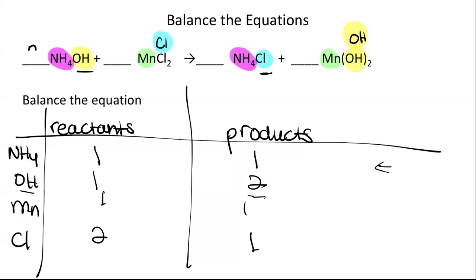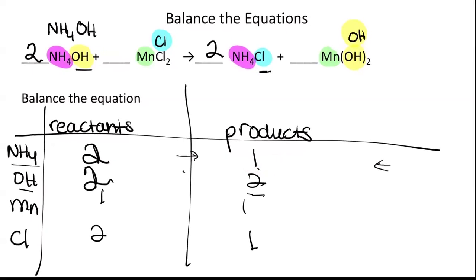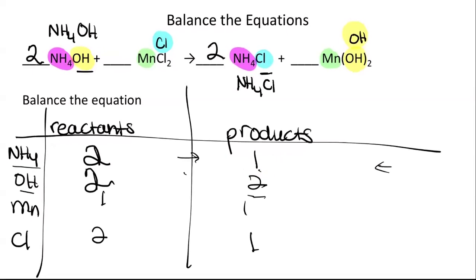I have to put a 2 out in front. A 2 out in front means I have 2 of these. Okay, so now I have 2 OHs. And now I also have 2 NH4s, 2 ammoniums. And then I'm like, oh, okay, well, now the NH4 is not balanced anymore. I only have 1 on the product side. So I'll put a 2 in front. And the 2 in front means I have 2 of these NH4 Cls. Okay, so that became a 2.